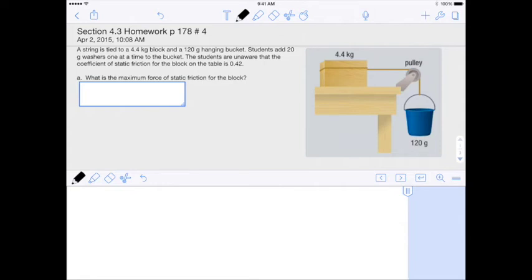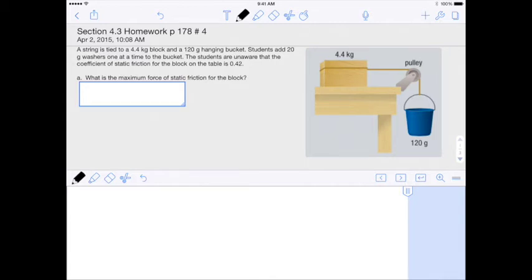Question number 4 on page 178 from section 4.3's homework reads: a string is tied to a 4.4 kilogram block and a 120 gram hanging bucket. Students add 20 grams of washers one at a time to the bucket. The students are unaware that the coefficient of static friction for the block on the table is 0.42. In part A, they ask us to determine the maximum force of static friction for the block.